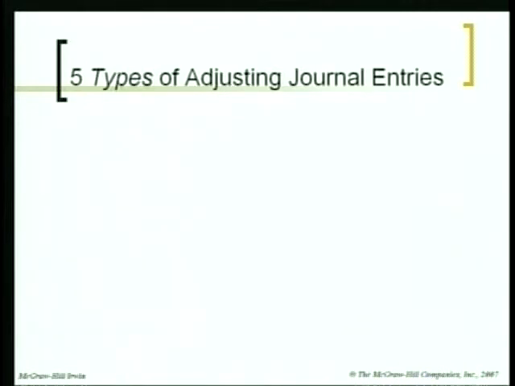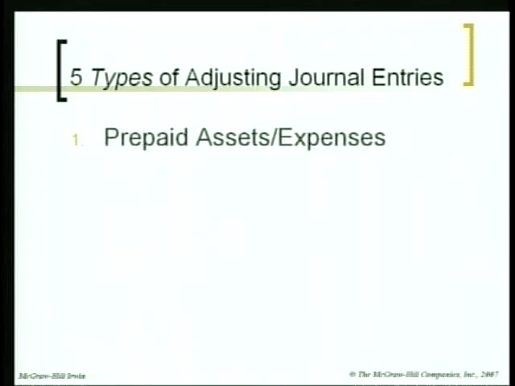Let's go back to the PowerPoint. Now there are 5 types of adjusting journal entries, or AJEs. There are those involving prepaid assets or expenses, and that's the type we actually just did with that car insurance example.